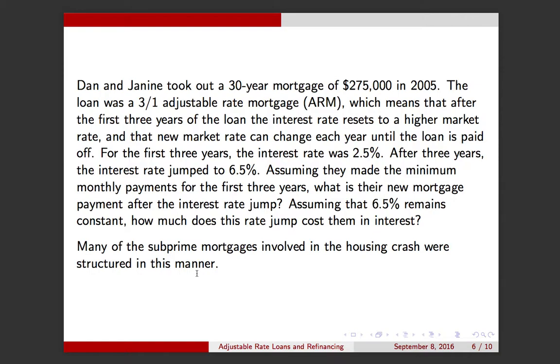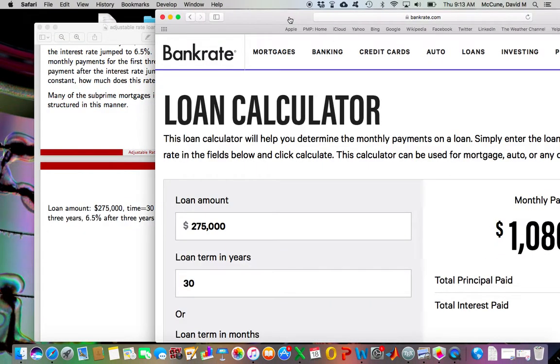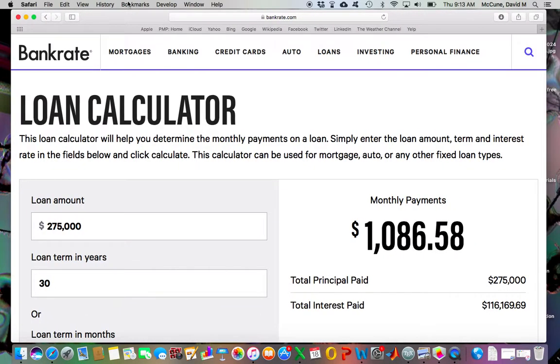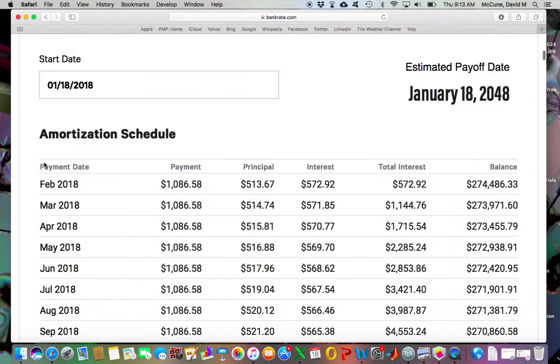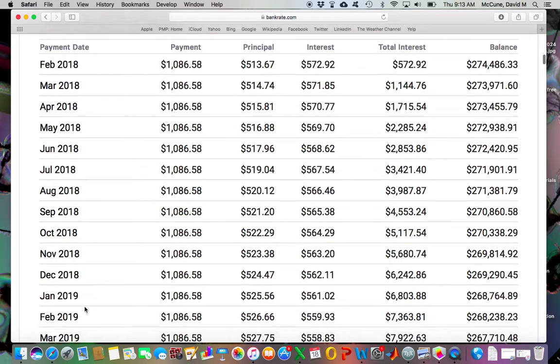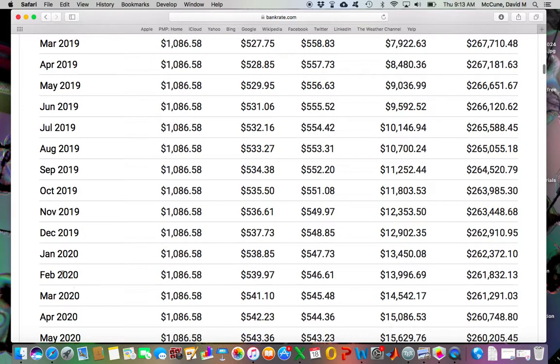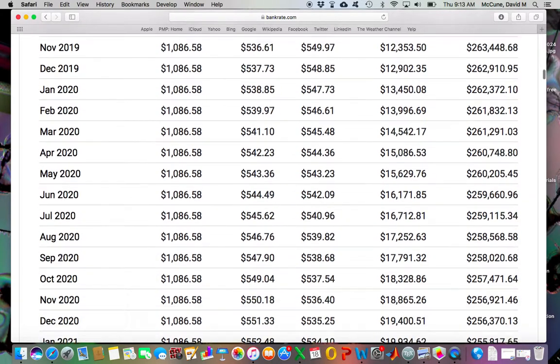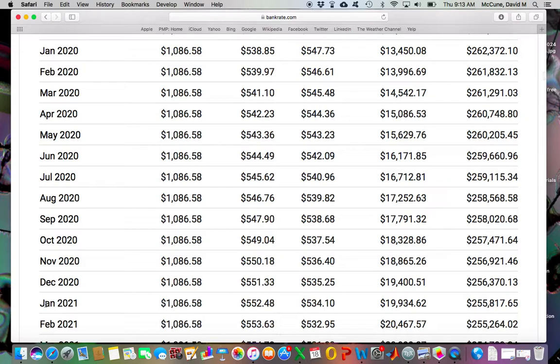So how do you think about what their new payment will be after that? Well, you go to this table and you say, okay, 3 years into the loan, something will happen. So let's go 3 years into the loan. And so notice February to January is a 1-year cycle. So that's 12 months, right? 1, 2, 3, 4, 5, 6, 7, 8, 9, 10, 11, 12. So 1 year into the loan, you're at January 2019. 2 years into the loan, you're at January 2020. 3 years into the loan, you're at January 2021.